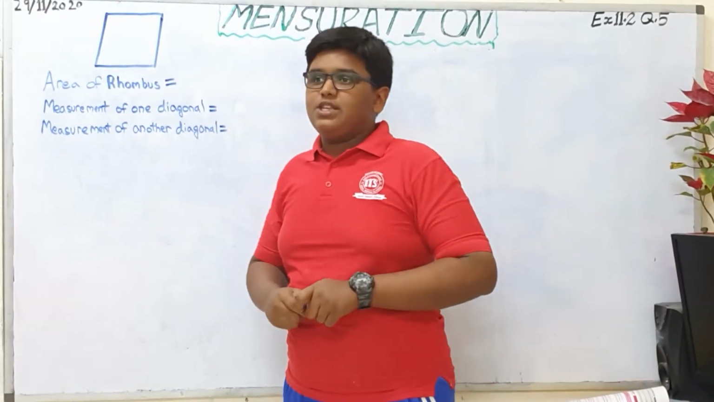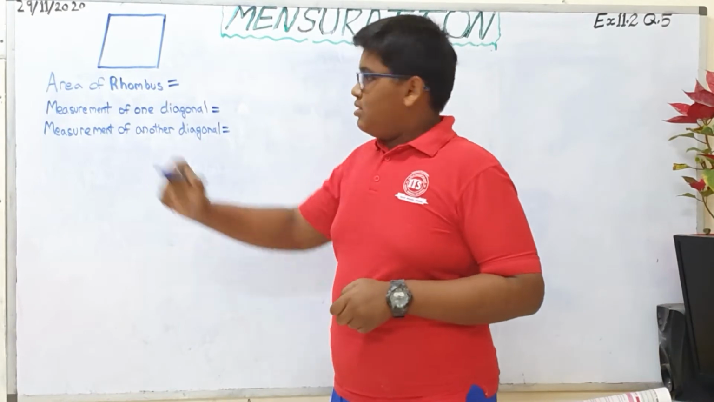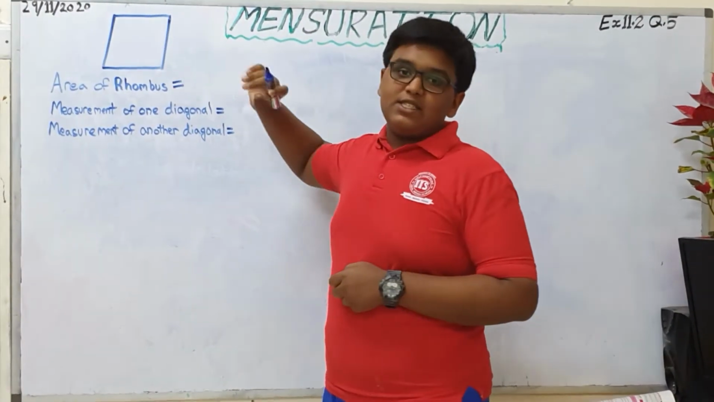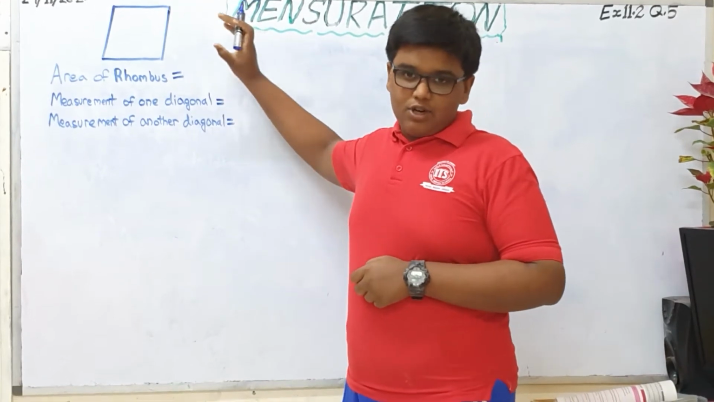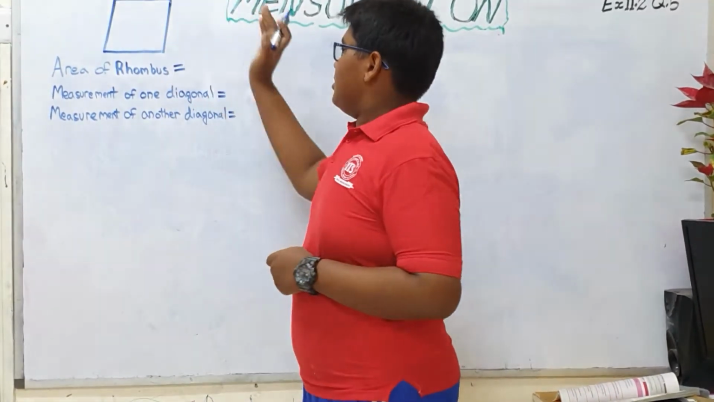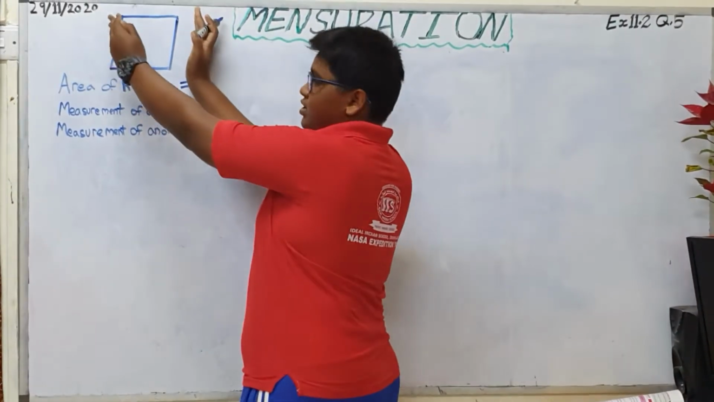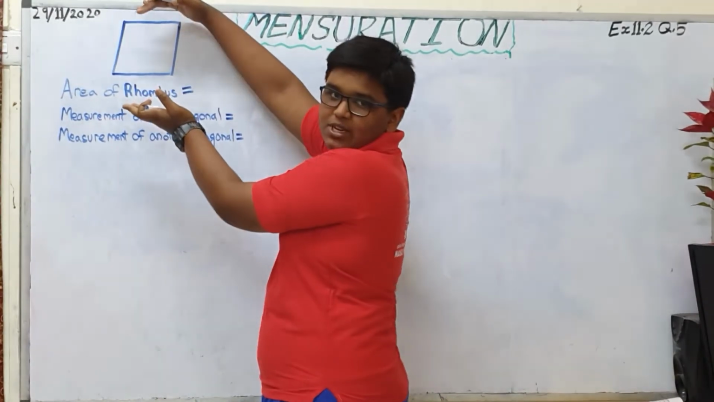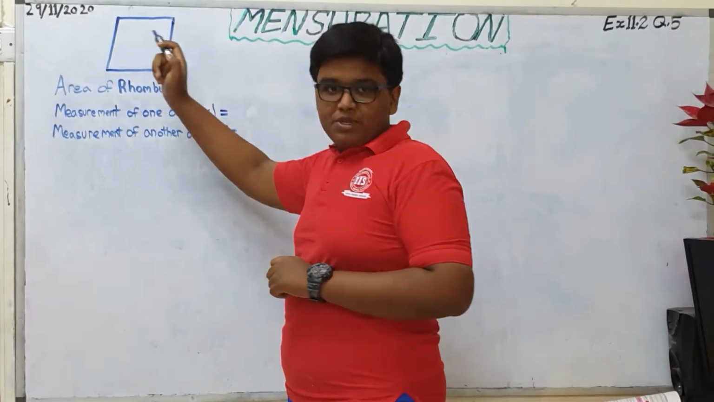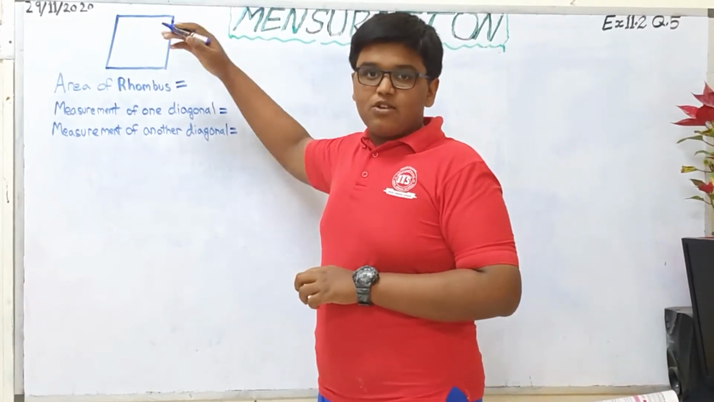So a rhombus is a parallelogram. Even this we can call a parallelogram. It's a little bit taller, it has a long length. So this side and this side are parallel, and these both sides are parallel. That's why they are saying both are parallel. And in this rhombus, all the sides are equal in length.